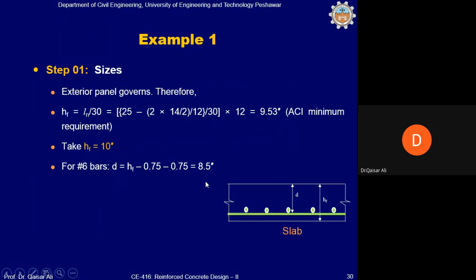For effective depth d, as you would have seen in two-way slabs with beams, we use average d. Average d in this case is calculated in this manner: from the overall thickness of 10 inch, 0.75 inch clear cover is subtracted, and then one complete diameter of the bar is subtracted. So this d is the average d. 10 minus 0.75 minus 0.75 is 8.5 inch. The average effective depth is 8.5 inch, which will be used for design or reinforcement calculation along both the directions.